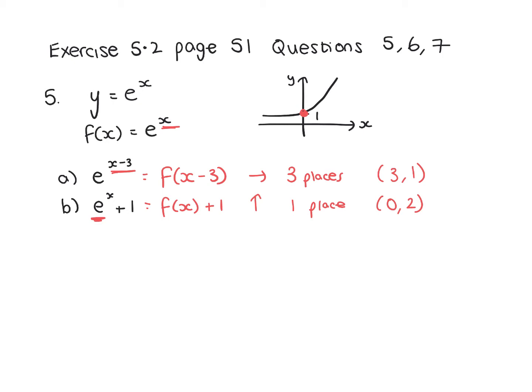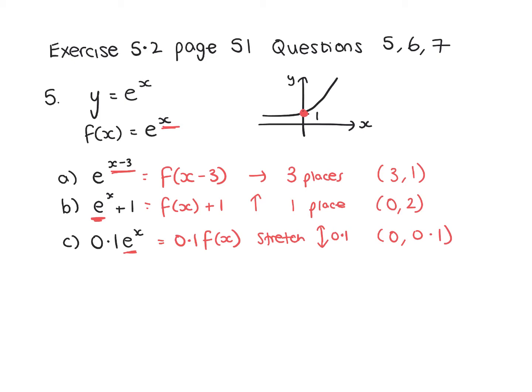Part C, it says 0.1 e to the x. So again, this e to the x is just your function, and we're timesing it by 0.1. This is 0.1 f of x. So that's a stretch in this direction by 0.1, or all the y coordinates are times by 0.1. In fact, if it gets smaller, it would squash. So you have the point 0, 1. If you times your y coordinate by 0.1, it would go to 0, 0.1.